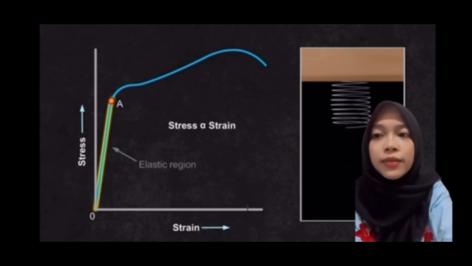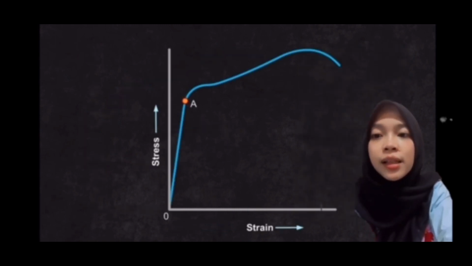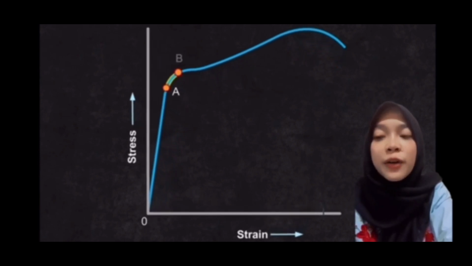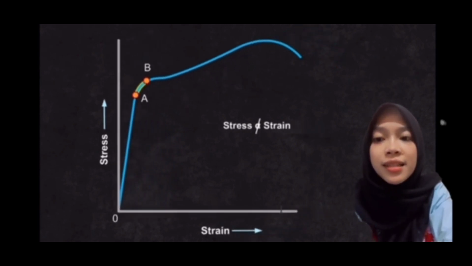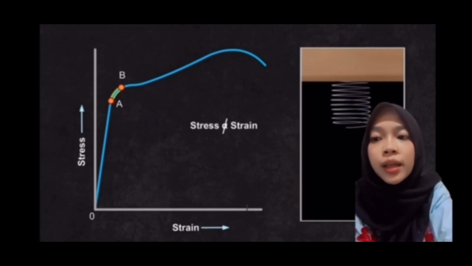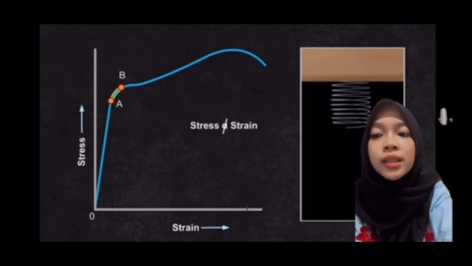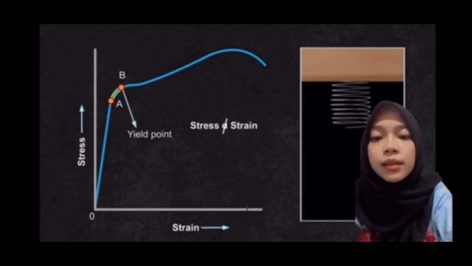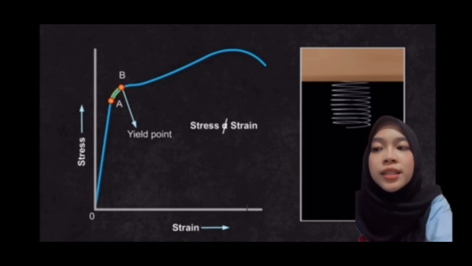As the force increases, the stress and the strain also increase. The body returns to its original dimension when the applied force is removed. This region is known as the elastic region. A solid behaves as an elastic body. In the region A to B, the stress and strain are not linearly proportional. The body returns to its original dimension when the load is removed.